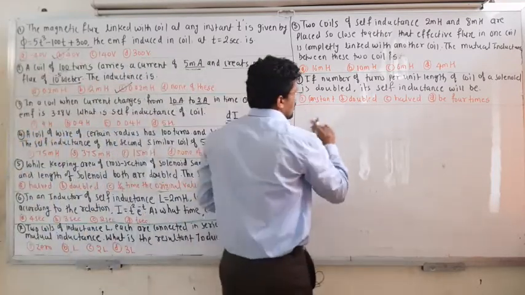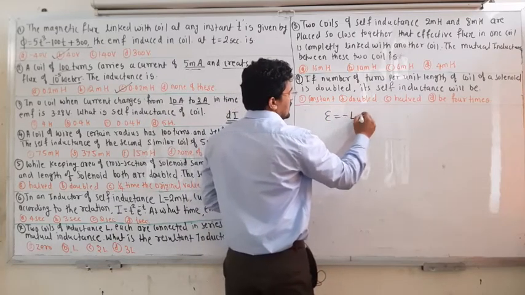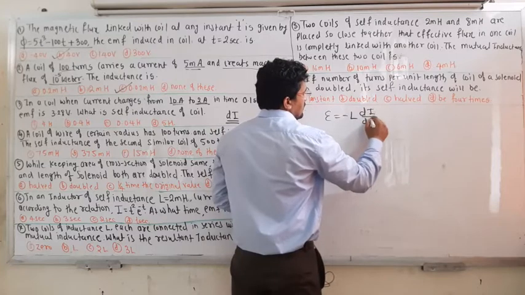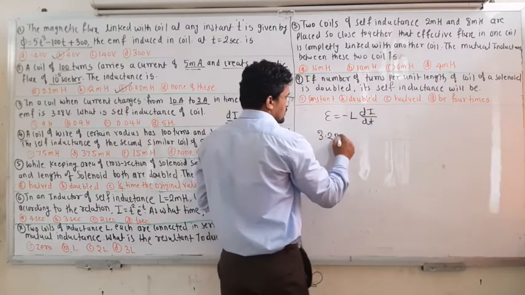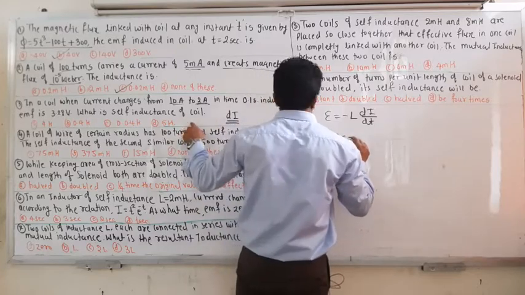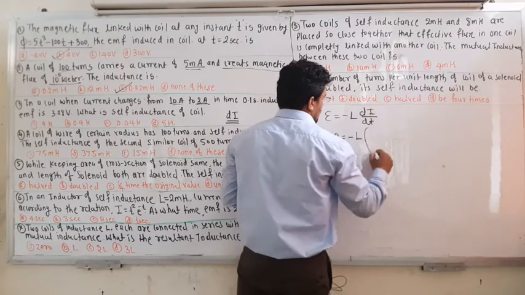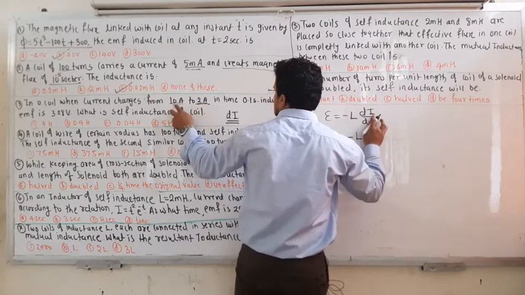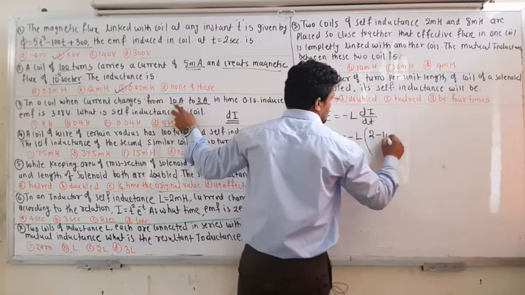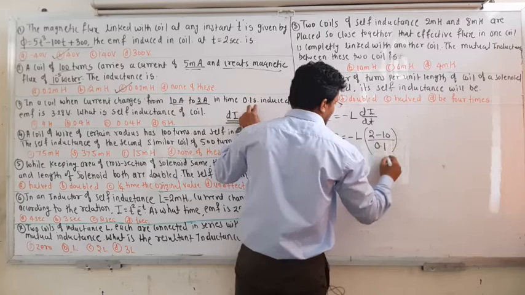So we know the relation between the EMF and the self inductance is E is equal to minus L dI by dt. So EMF is given, 3.28 is equal to minus L, which you have to find out, and this change dI by dt. So dI by dt is nothing but final minus initial, so you will get 2 minus 10, divided by the time, 0.1 second.